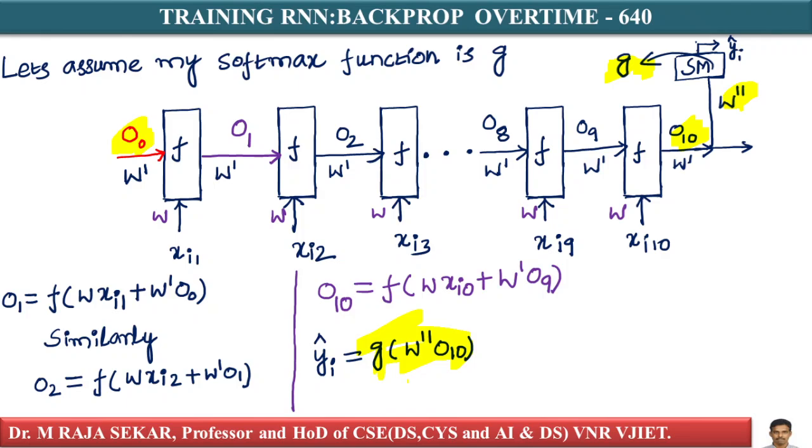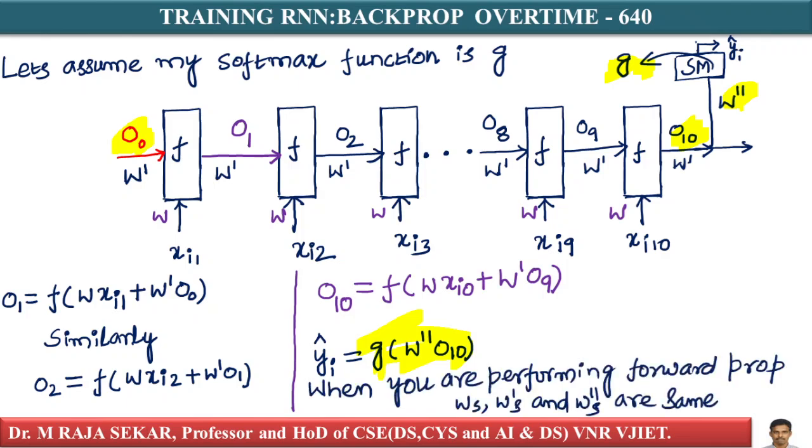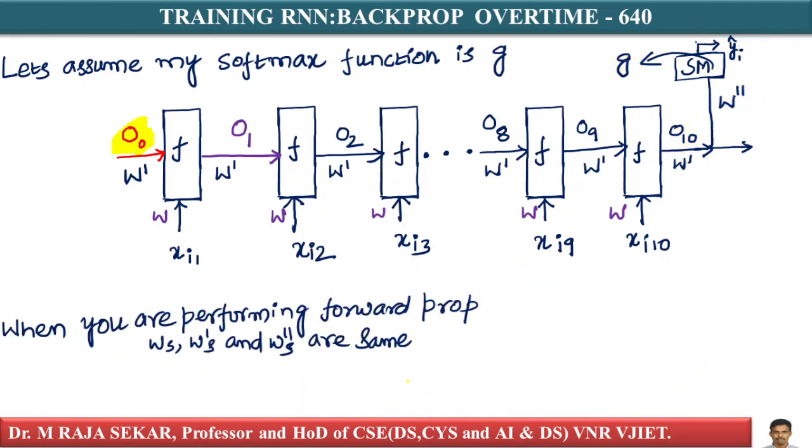When you are performing forward propagation, W dash and W double dash are the same. That's important: weights only change in back propagation. So for forward propagation, just use the direction of arrows. That's why this notation of representing is very powerful. You can just follow the direction of arrows. These are your forward propagation arrows at time step 1, and we can calculate at time step 1.